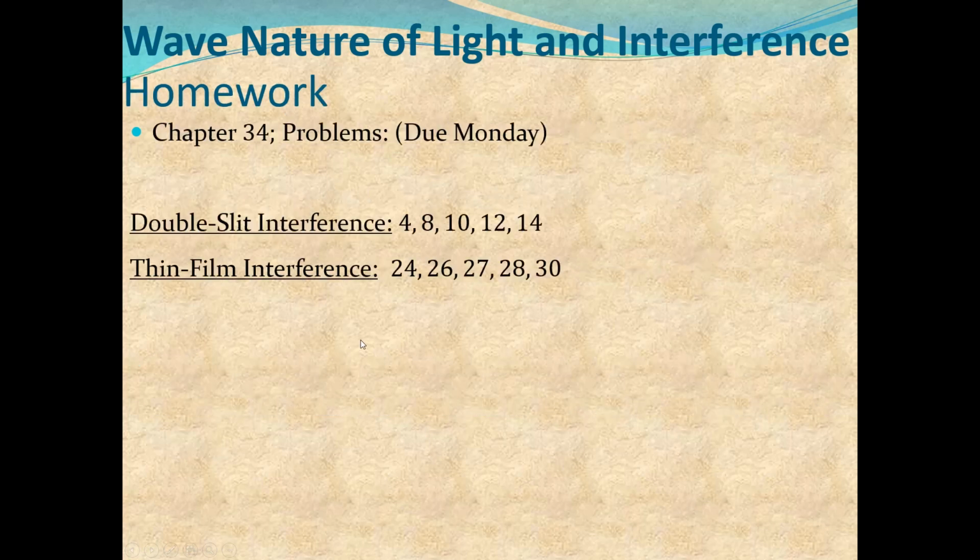All right. The homework is going to be due on Monday, all from chapter 34, and these are the questions. As you can see, both these topics and concepts are equally important, so don't think that one is more important than the other. This one is definitely one that you want to know, though, mainly because we're going to be doing something a lot similar in the next part. Thin film tends to be trickier for people, so try not to ignore that one either.